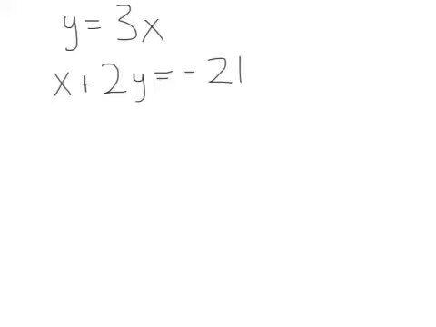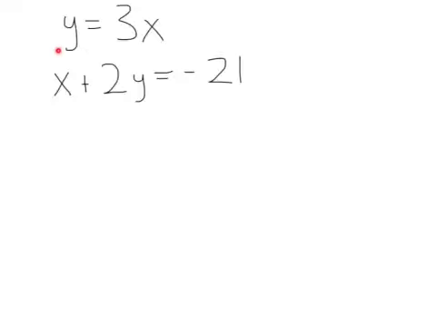Here we have two equations. We have y equals 3x, and we have x plus 2y equals negative 21. So our first step is isolate a variable. Well, looking at my equations here, do we have a variable that's by itself already? Yeah, look at this y here. This y is already solved for. We have y equals 3x. So now we've got a variable by itself.